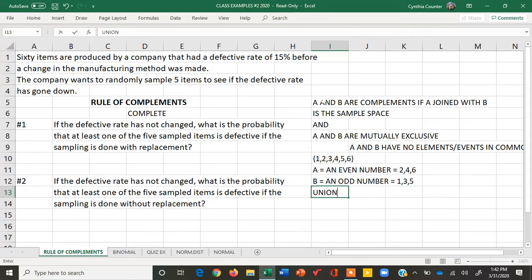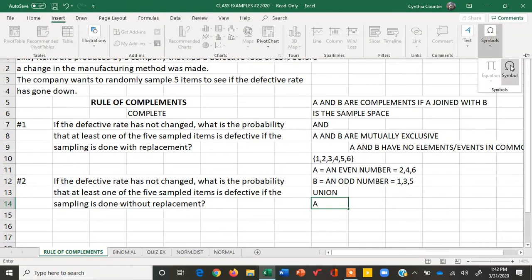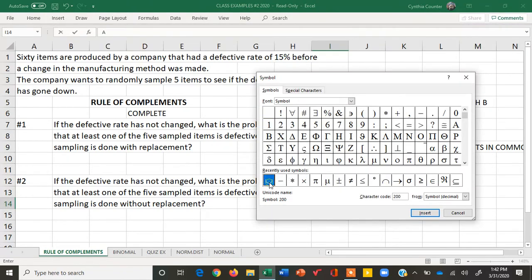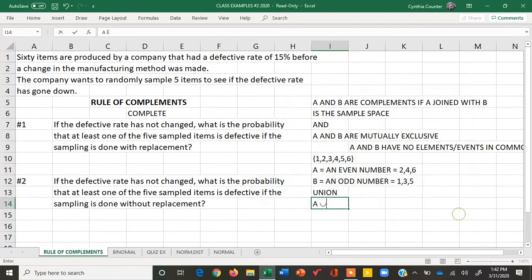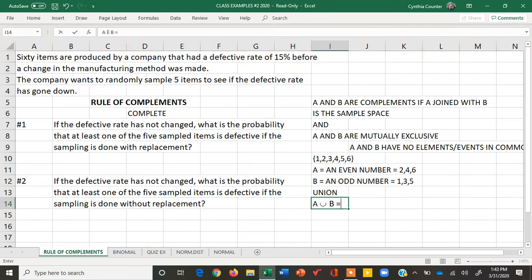A union with B, and union has its own symbol, which looks like sort of a U or a horseshoe. So we have A union B equals the sample space. So A and B are complements.